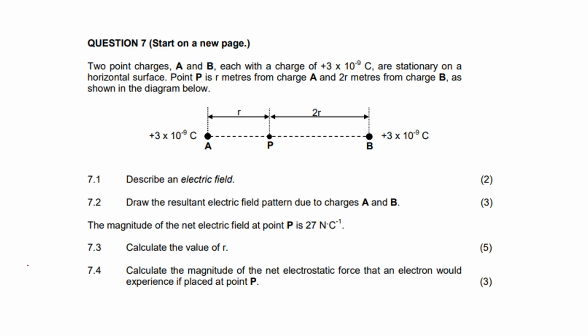Hi guys, let's take a look at this question where we have two point charges A and B. Both of them have a charge of positive 3 times 10 to the power of 9 coulombs, and they are stationary on a horizontal surface. Point P is R meters away from charge A, and charge B is 2R meters away from point P. 7.1. Describe an electric field.